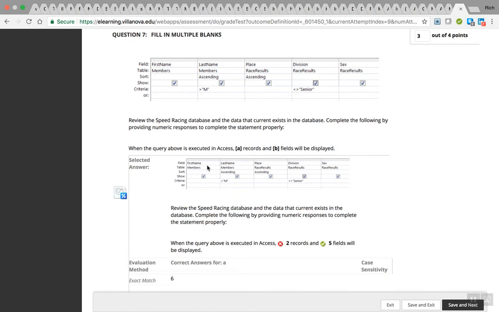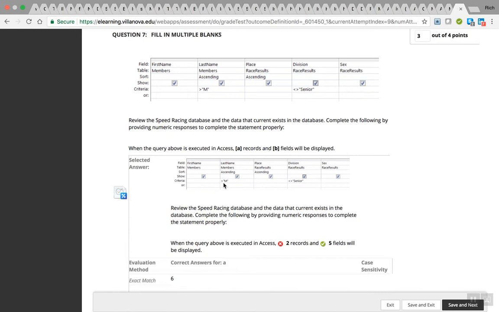As I said, this one's a little bit trickier. What we want to do is find everything in the last name in the race results. First, we want to find anything in the members table whose names are greater than M. The way you interpret that is anything that begins with N or above.